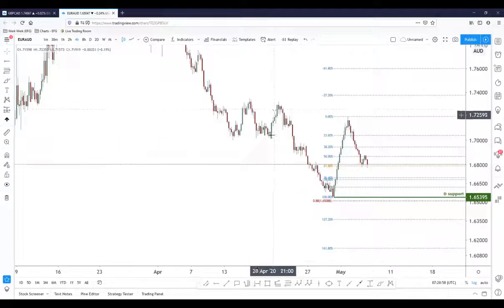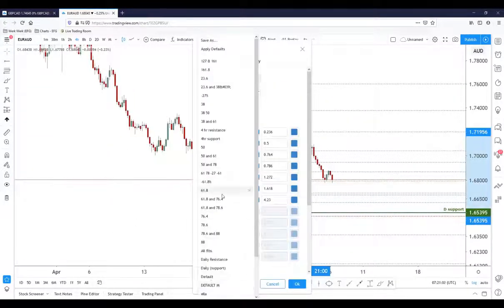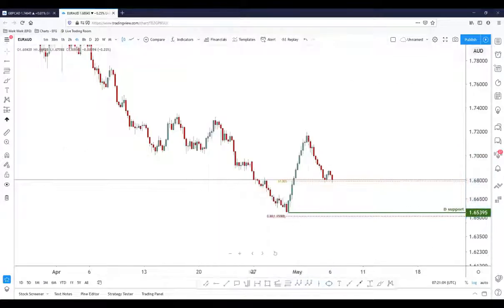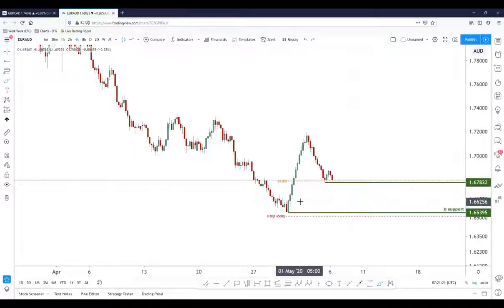Let me just zoom in so it's easier to see. Price is currently testing the 61.8. So let's highlight that level. And we can actually say that this is the real support right now, right? Price can either bounce higher from here, all right, or price can actually break, retest, and go all the way down to the daily support. So this 1.678 level is a very important level to look out for.